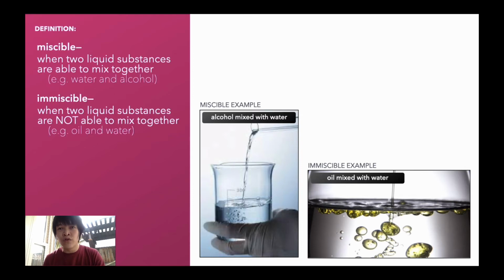Here are a few more vocab words that I would like you to know. Miscible describes two liquid substances that are able to mix well together. An example is water and alcohol mixing well together. Immiscible describes two liquid substances that are not able to mix together. An example of this is oil and water not being able to mix together. You can see these examples with the two images on the right.